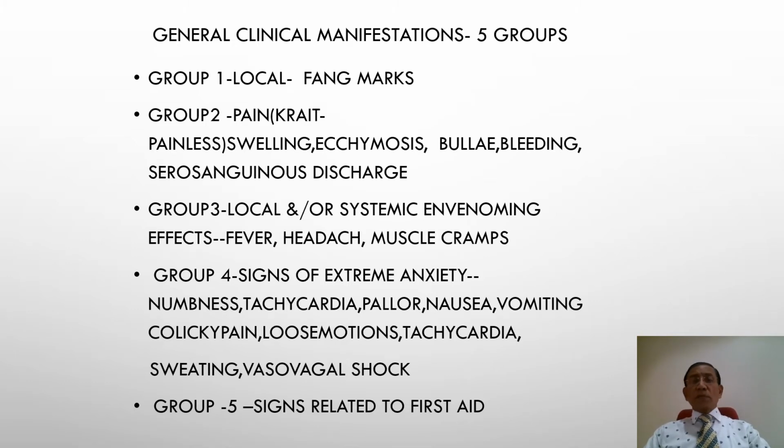So these things, numbness and paresthesia, are seen as a manifestation of extreme anxiety. Sweating, and sometimes even vasovagal shock, are seen. And then lastly, group 5 is the signs related to first aid. Invariably there are some friends or relatives who apply a tourniquet or some local things, like herbal medication. So all the side effects and unwanted effects of these local treatments are seen as another group. So these are the common manifestations of snake bite.